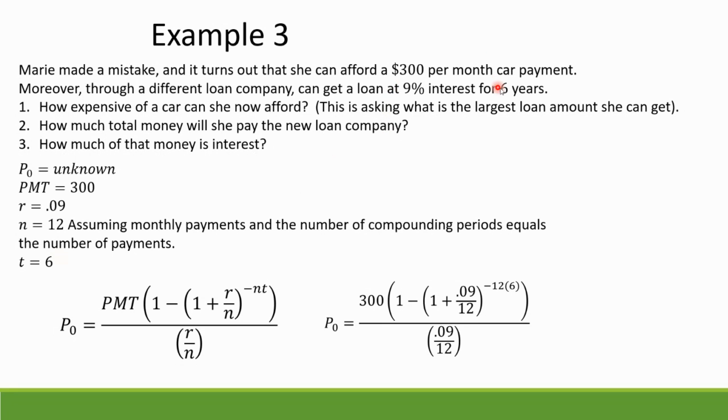And it's a 6-year loan. Again, we want to know how big a loan she can get. That's what P0 is, the loan amount in the beginning. Okay, well, we have our formula here. So we plug in our values, and now we have to calculate, just like before.